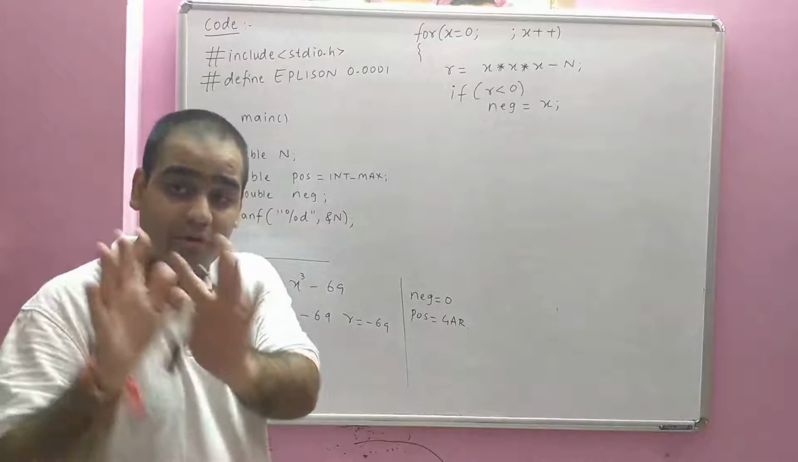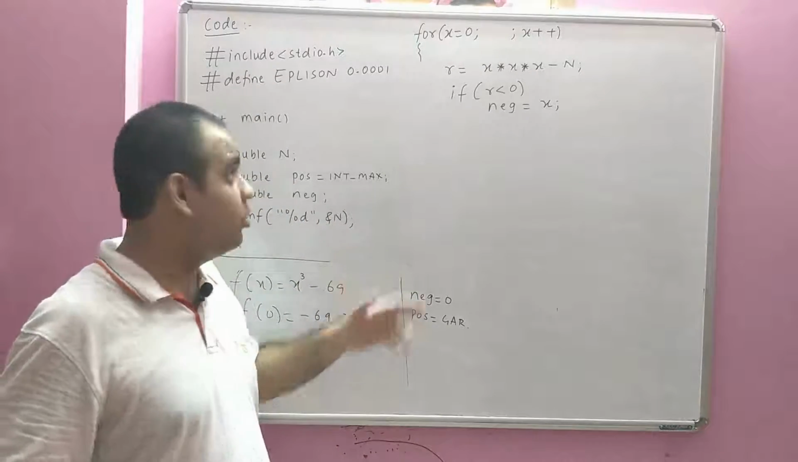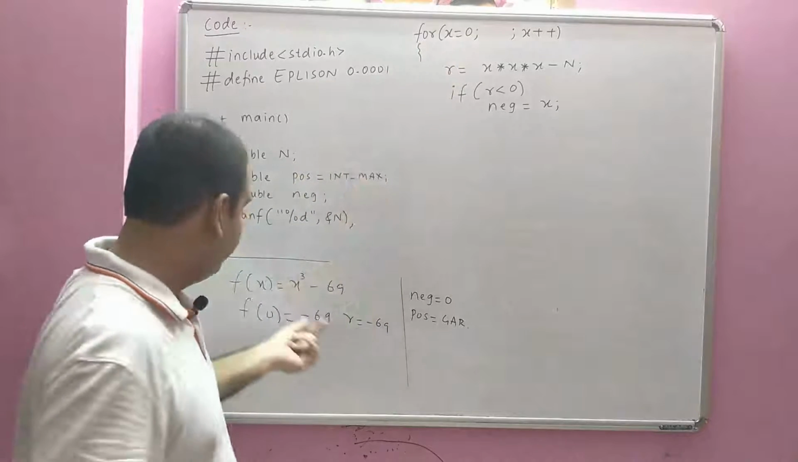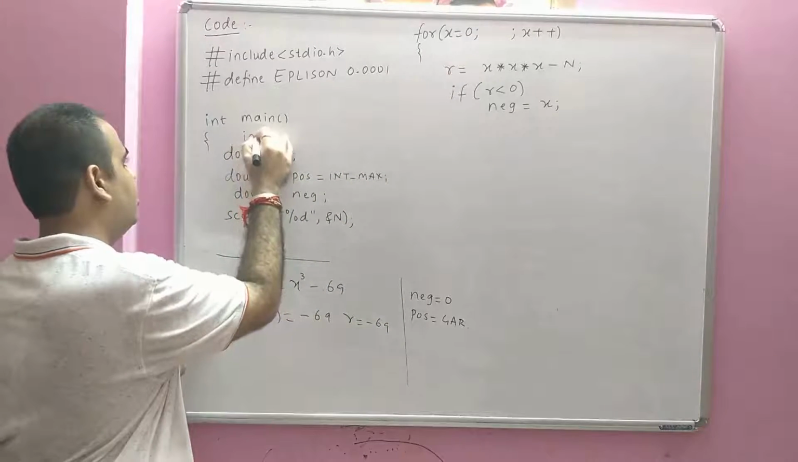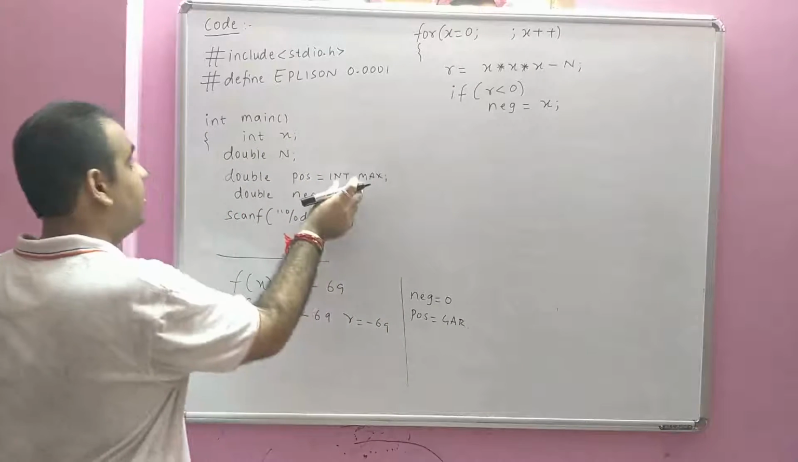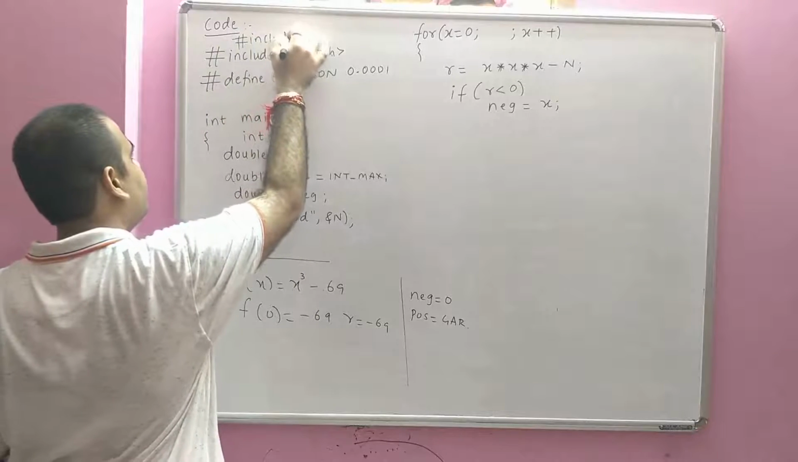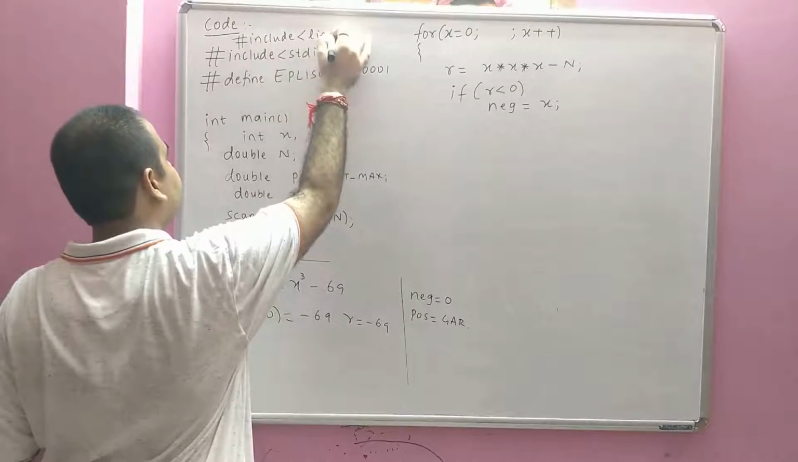More than that value you cannot store in an integer range, because we are taking the integer value over here. x is 0, 1, 2 and so on. You cannot store it. Hence we assume that as infinity. Now this int max is defined in limits.h. Hence we need to say hash include limits.h.